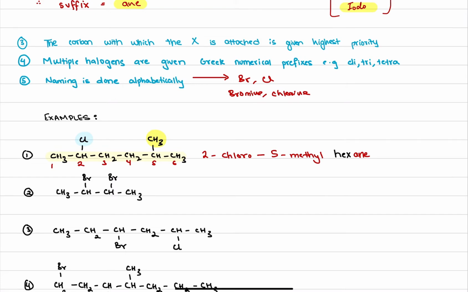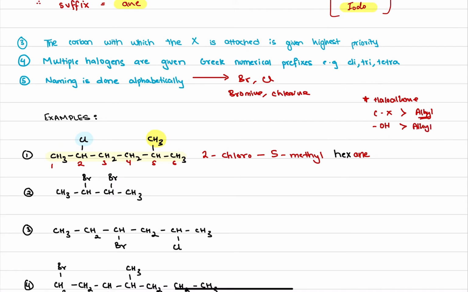Keep note of the fact that we separate our letters and numbers with dashes. This is extremely important. And usually, as I said, we give our C-X bond greater preference than an alkyl group. That will be the case with any other functional group as well. In one of the coming videos we will look at our hydroxyl group, and even in that case it will be given more preference over alkyl.